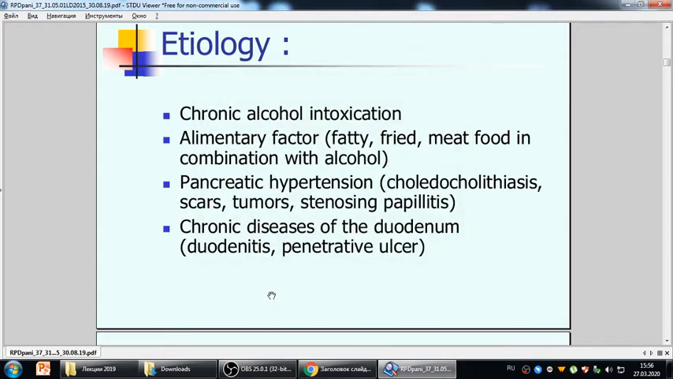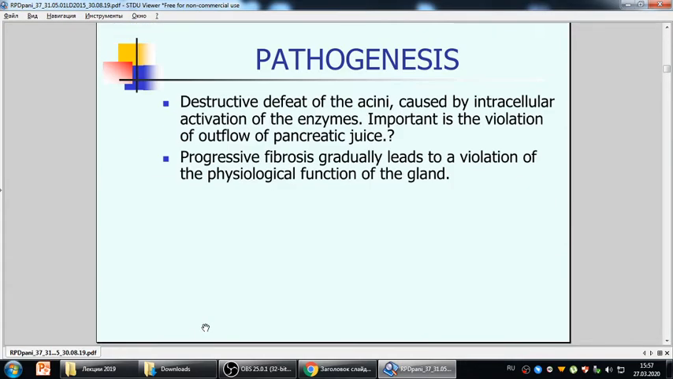These are risk factors. And one etiological factor may be pancreatic hypertension, all diseases which can result in increased pressure in the pancreatic duct because of disturbance of the outflow of pancreatic juice. Also chronic diseases of the duodenum, such as duodenitis or penetrating duodenal ulcers, can result in damage of the pancreas.